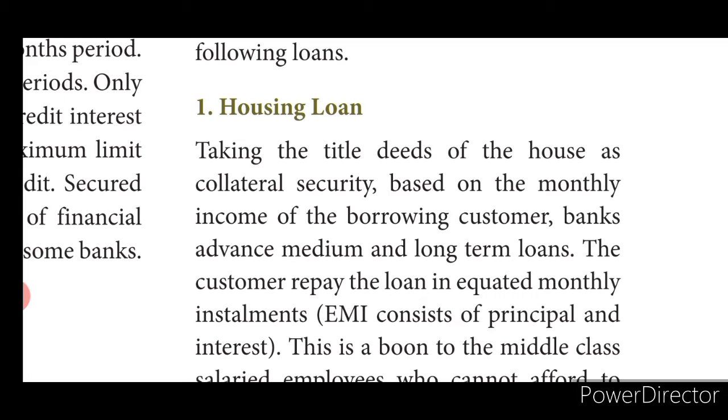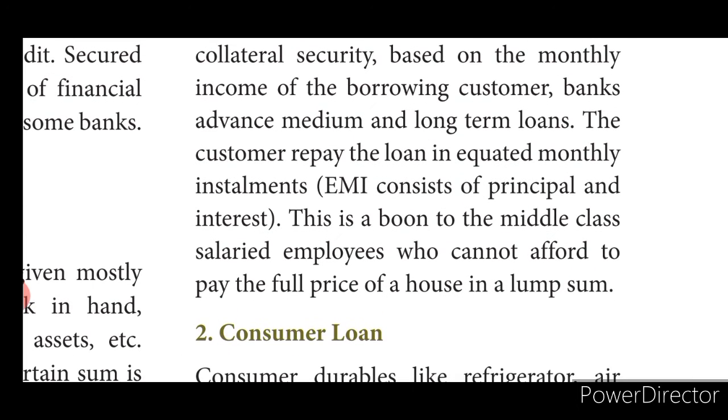That is for a house. So you have a land already, you give your land as a security, and you will get some money on top of it. That money will be taken, and you will construct a house. That is the housing loan. Taking the title deeds of the house as a collateral security, based on the monthly income of the borrowing customer, banks advance medium and long term loans. The customer repays the loan in equated monthly installments. EMI consists of principal and interest, and this is a boon to the middle class salaried employees who cannot afford to pay the full price of a house in a lump sum.